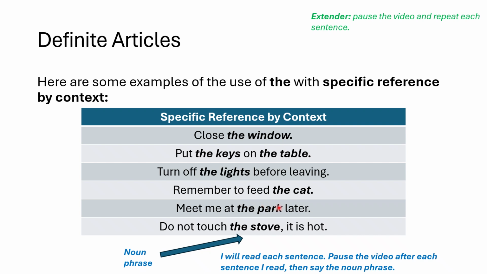Remember to feed the cat. Meet me at the park later. Do not touch the stove. It is hot.